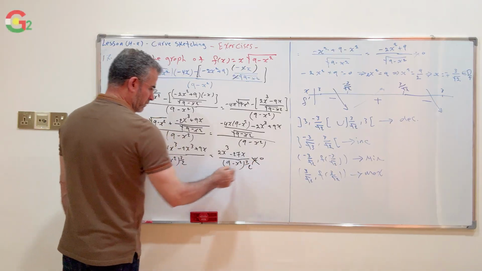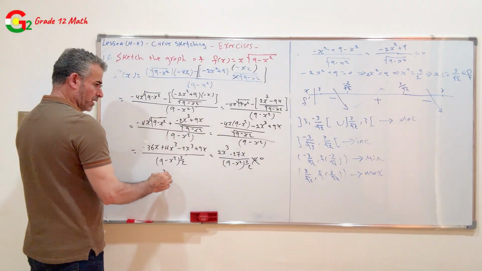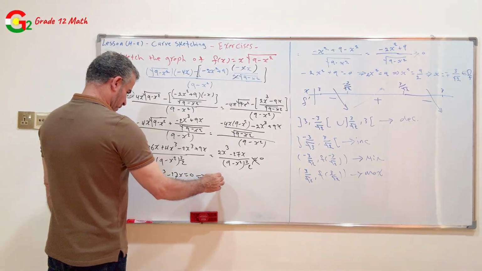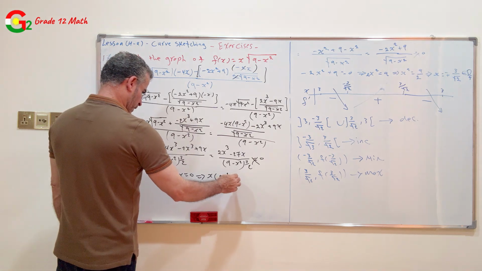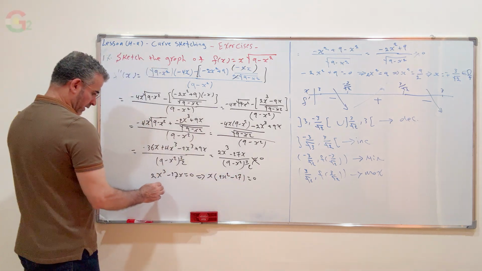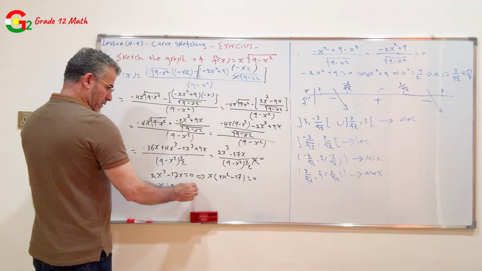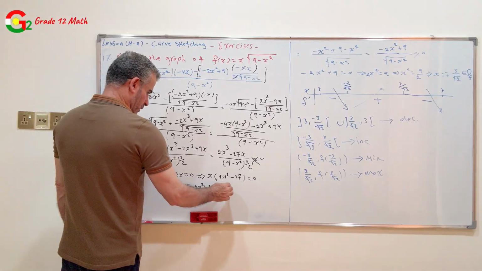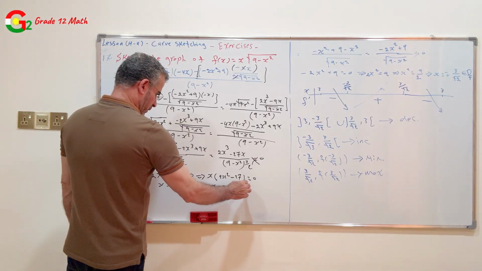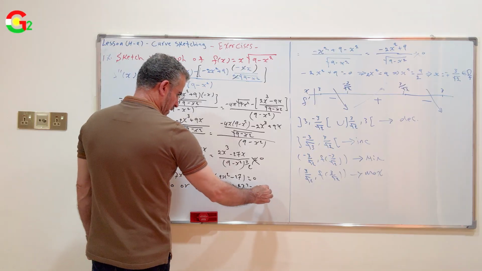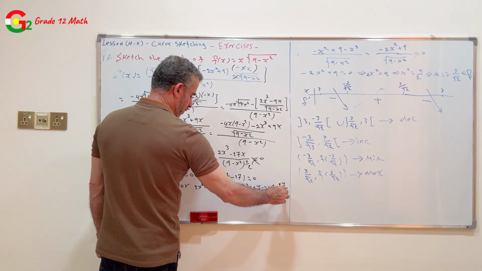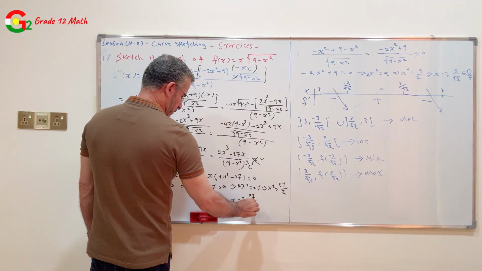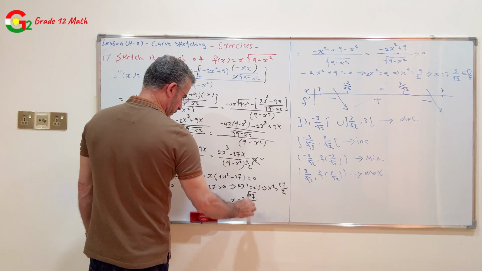Set it equal to 0. By cross multiplication, 2x³ minus 27x equals 0. Factorize by x: x times 2x² minus 27 equals 0. Either x equals 0 or 2x² minus 27 equals 0, then 2x² equals 27, then x² equals 27 over 2, then x equals plus or minus the square root of 27 over 2.